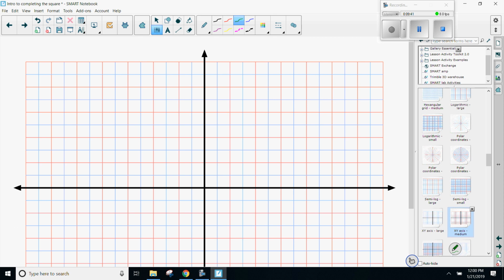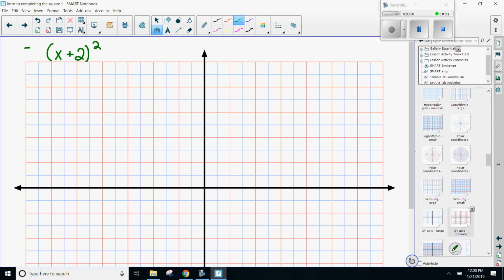So I go to graph it. Remember, it was number 5, (x plus 2) squared plus (y minus 1) squared equals 25. So the center of your circle is at -2, 1. And the radius is 5.